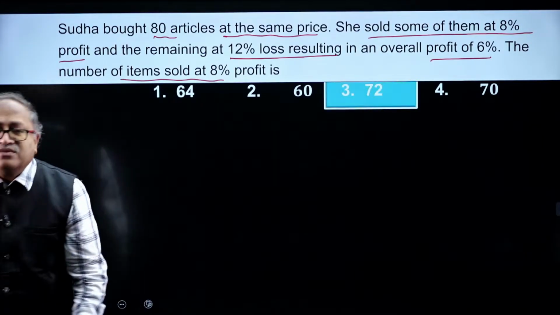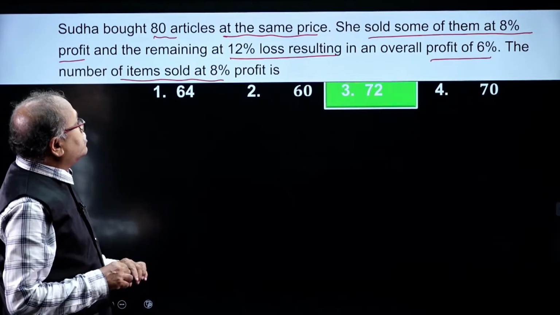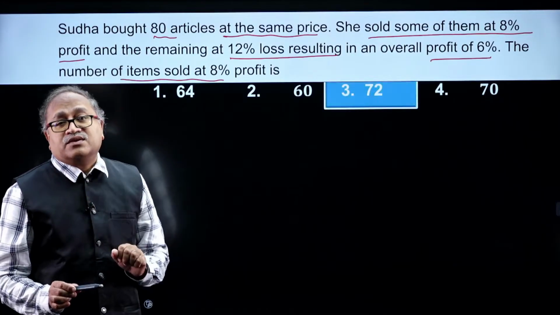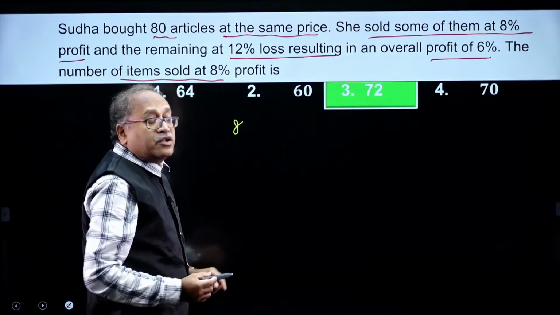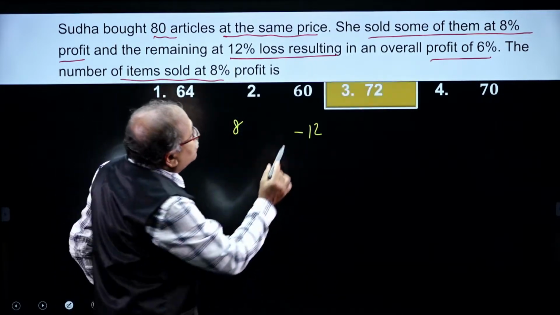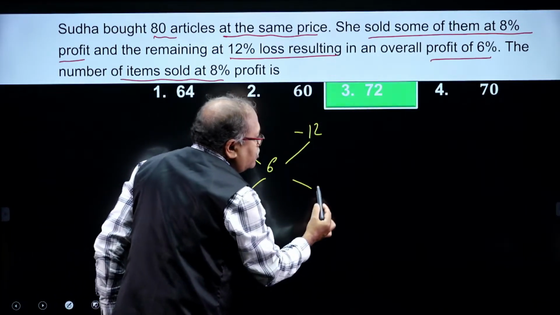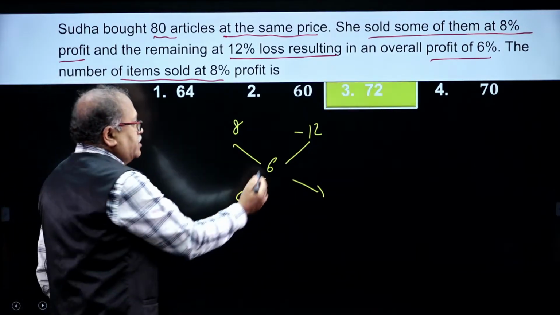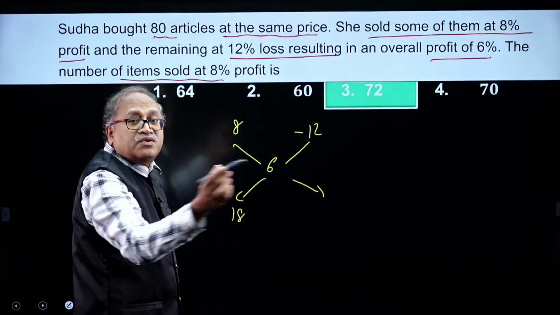You must be knowing the alligation mixture method, therefore you answer the question so quickly. You know that 8% profit, let it be in the plus format, and loss of 12%. So, take that 12 loss, and overall there is a profit of 6%. So, take the ratio and you have the answer. Well understood, sir. So, here it is 18, 6 minus of minus 12.